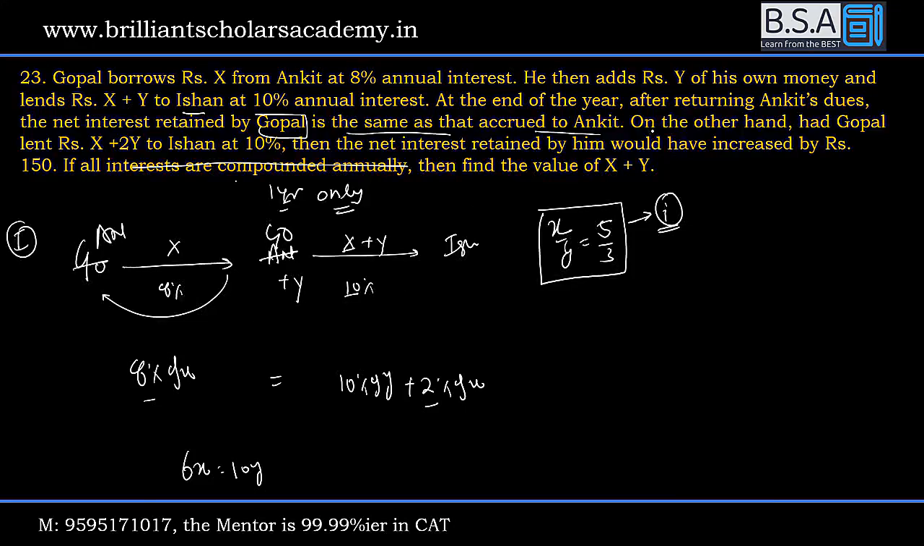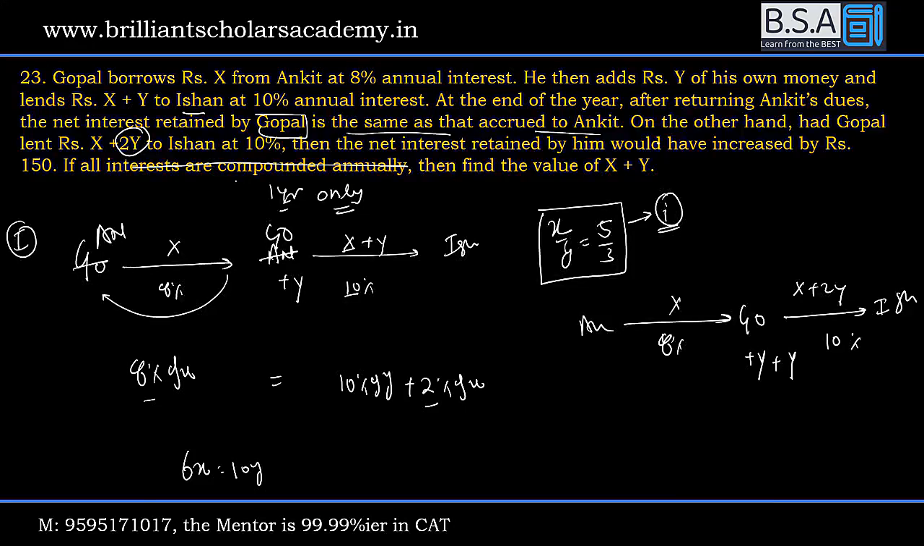Please observe. Here, Ankit offers X rupees at 8% to Gopal. Gopal does not add Y rupees. He adds 2Y rupees. So I'm writing this. Look at this. I'm writing Y plus Y. So he gives away X plus 2Y rupees at 10% to Ishan.